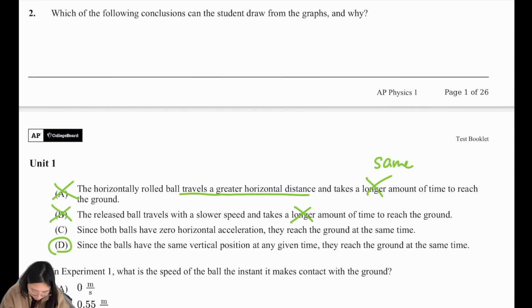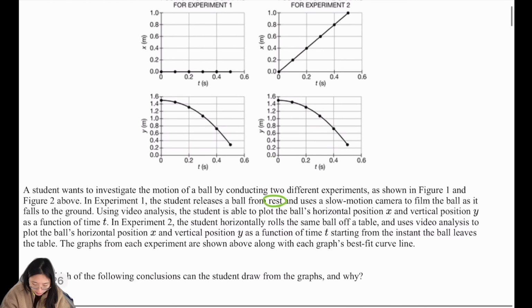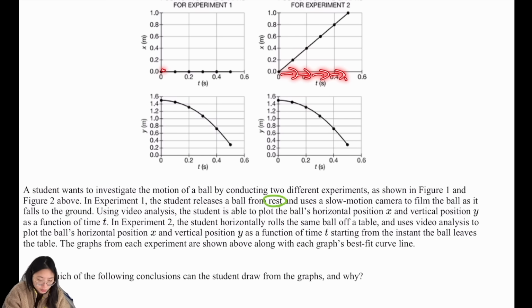So C is actually true. They have zero horizontal acceleration. Yes, it's true that both of them have zero horizontal acceleration. So in experiment 2, the ball is doing a constant horizontal motion, while in experiment 1, it's just not moving in the horizontal direction. But it does not give us any information regarding the time taken to reach the ground.